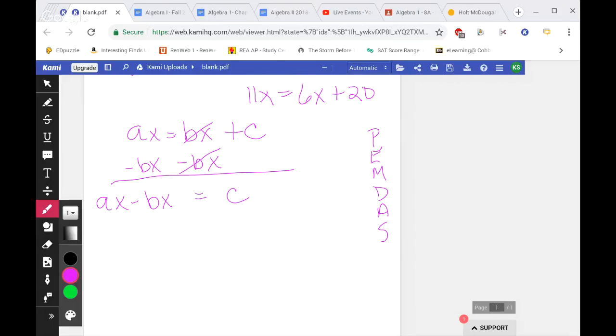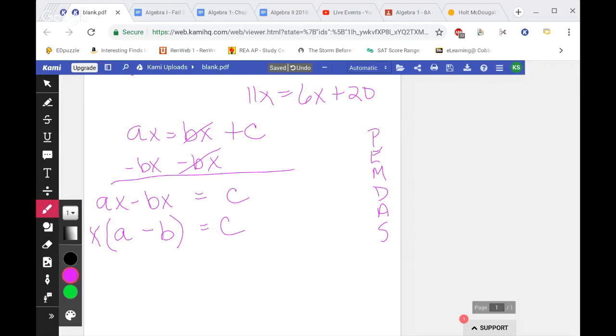Now, on this particular one, I don't have any idea what A is, and I don't have any idea what B is. So I really can't combine like terms, technically. But what I can do is use the distributive property to unpack ax minus bx. I can factor out x from both of those. If I take the x out of ax, it's going to leave me with a, and if I take the x out of negative bx, it's going to leave me with minus b. Equals c.